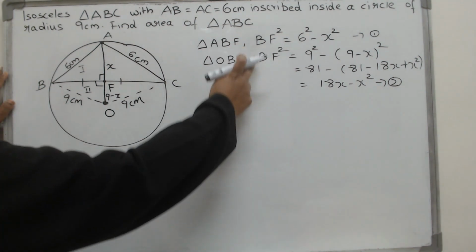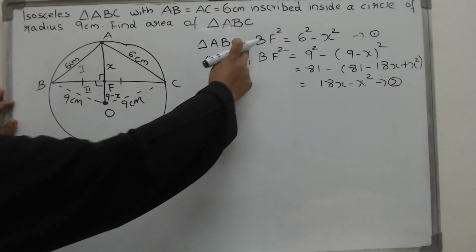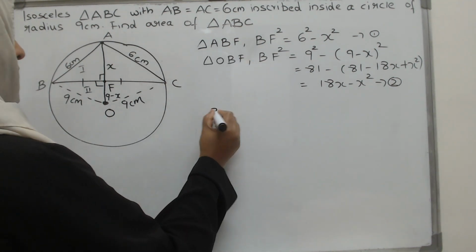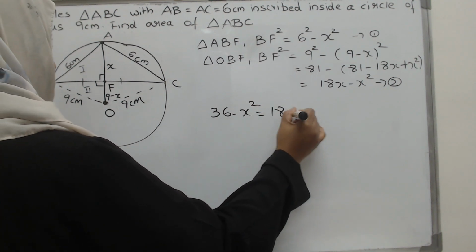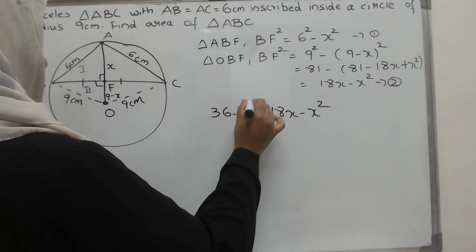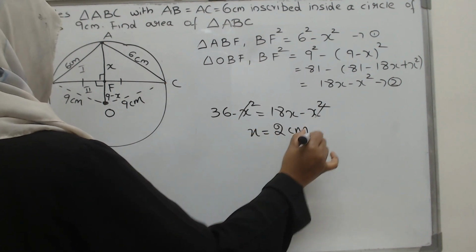So we have two different equations, both giving two different values for the same quantity BF. So let us equate both of them. 36 minus x square is equal to 18x minus x square. So what do you see? X is equal to 2 centimeters.